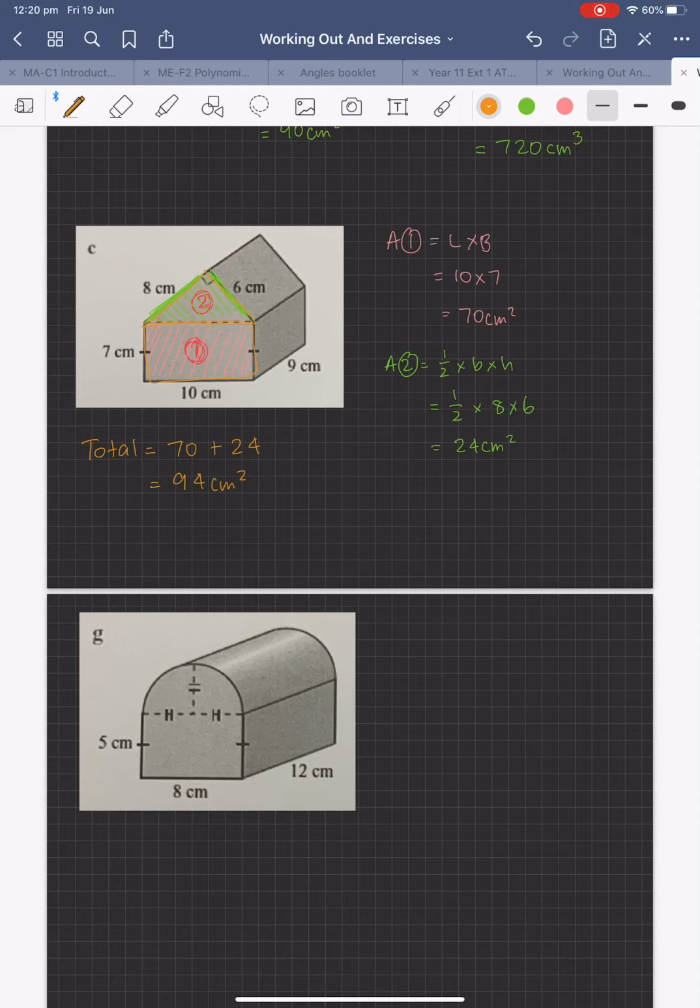I'm not finished, the question asked me to find volume. The volume is the area of the face multiplied by how far it goes back. So it'll be 94 times 9. I can do 94 times 10, which is 940, and then take away 94, which is 846. Sorry, I don't have my calculator with me, so hopefully that's correct. You can check that on your calculator.